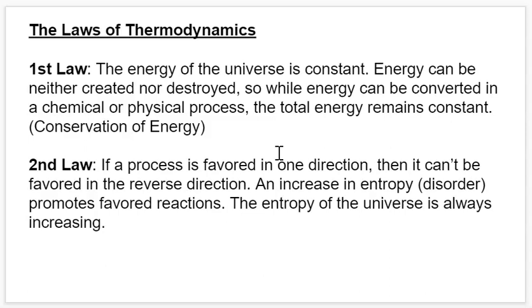Now, the second law of thermodynamics, which we haven't really talked about before, I guess we kind of did in equilibrium, says that if a process is favored in one direction, then it can't be favored in the reverse direction. And that an increase in entropy, aka disorder, promotes favored reactions. And the entropy of the universe is always increasing. So the chaos and the disorder of the universe is always increasing. Things are always going to want to get messier and more spread out and less ordered.